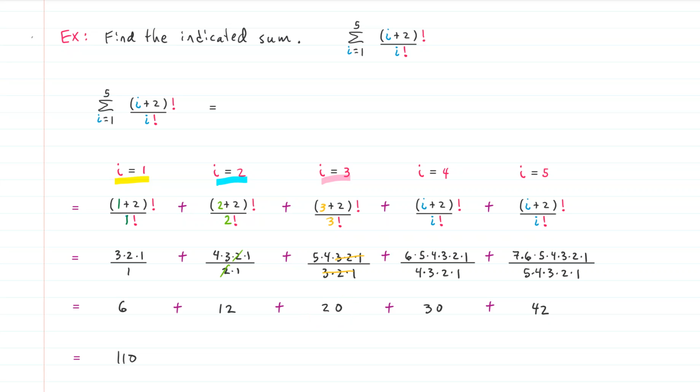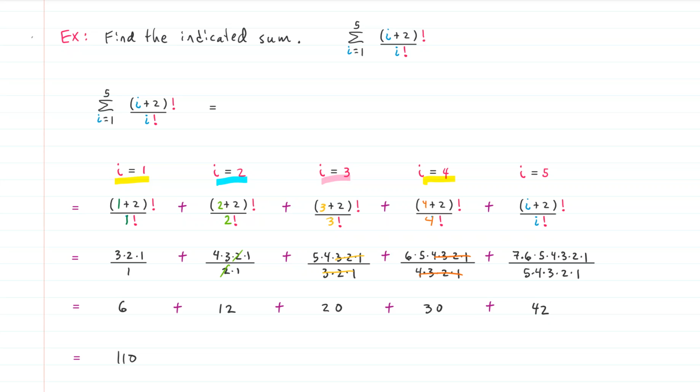All right, how about when i equals 4? Well, that gives us 4 plus 2, which is 6 factorial, and I have 4 factorial on the bottom. Notice there's some cancellation. The 4 factorial on the bottom can cancel with the 4 factorial inside of the 6 factorial. And we're just left with 6 times 5, which is 30.